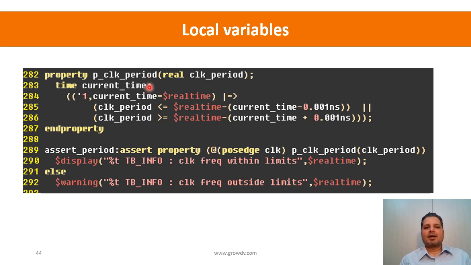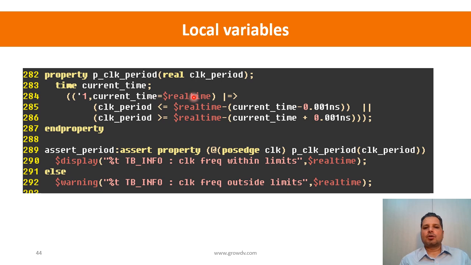So I have declared one local variable of the type time, called current time. If you remember, tick 1 means it's equal to 1'b1, which is equivalent to true. Because the sequence cannot progress unless it is true, we have put a 1'b1 true over here. Our intention is that on every sampling event, which is the passage of the clock, we capture the current time.